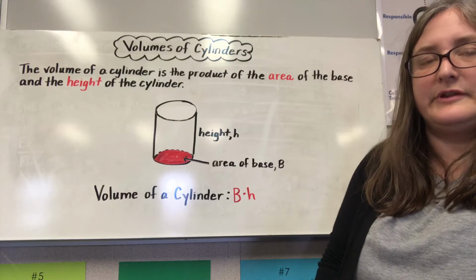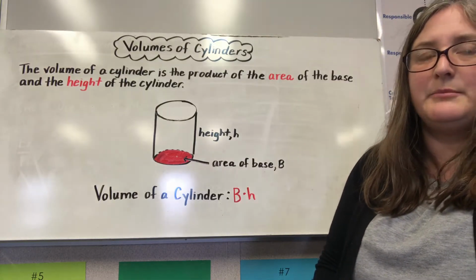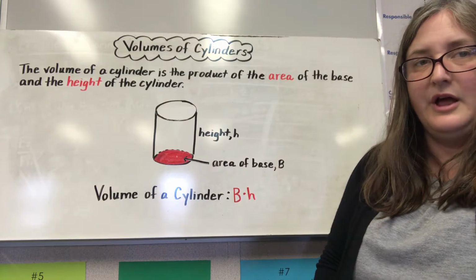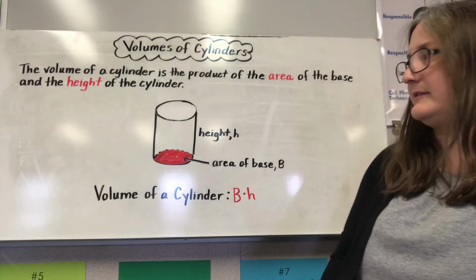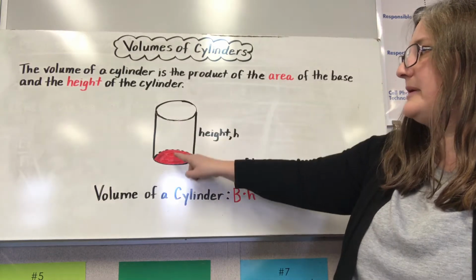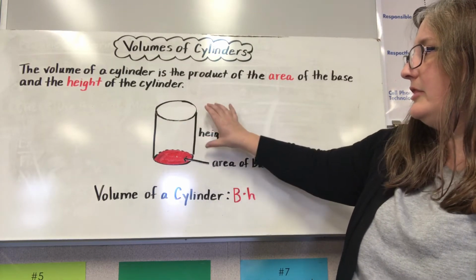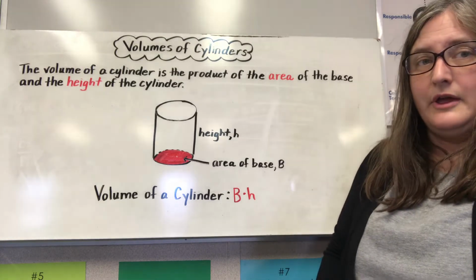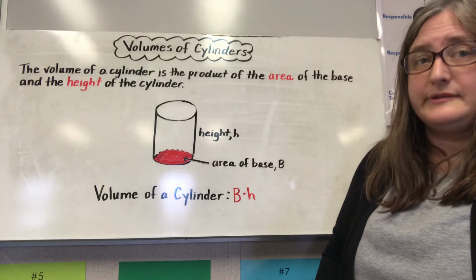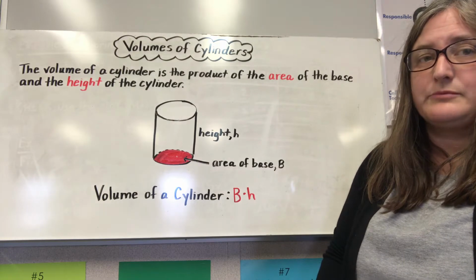This is volumes of cylinders. Cylinders share many important characteristics with prisms. The first of which is, just like prisms, cylinders have two bases. In cylinders, both of the bases are circular. The lateral face in the middle of a cylinder, though, is a rectangle. And if you remember, all prisms' lateral faces are always rectangles.